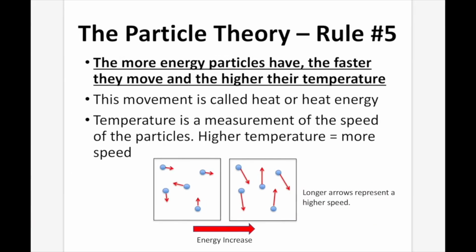Particle theory rule number 5. The more energy particles have, the faster they move and the higher their temperature. This movement is called heat or heat energy. Temperature is a measurement of the speed of the particles. Higher temperature equals more speed. So you can see as we go from left to right, that's going to be our liquid on our left and our gas on our right. We're going to add energy, and as a result, we're going to move faster.